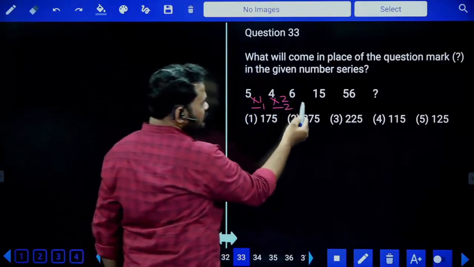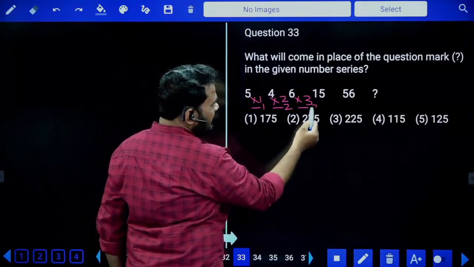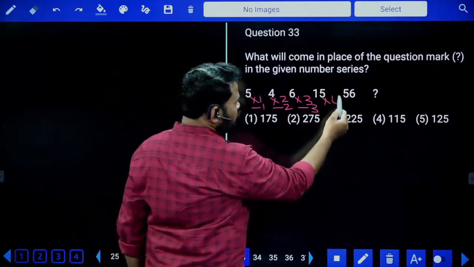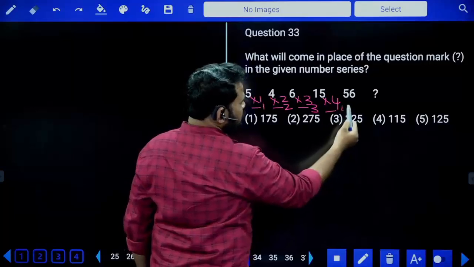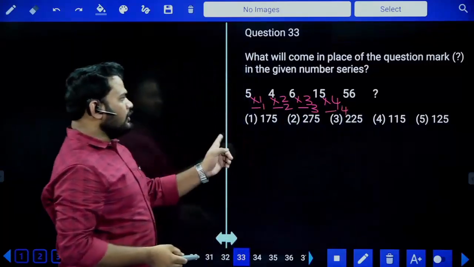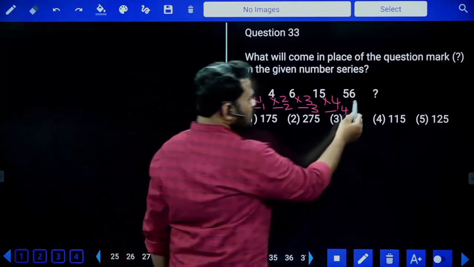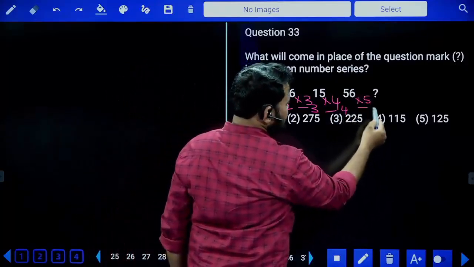Next, into 3. 6 into 3 is 18. 18 minus 3 is 15. Next, into 4. 15 into 4 is 60. 60 minus 4 is 56. Into 1 minus 1, into 2 minus 2, into 3 minus 3, into 4 minus 4. Next, into 5 minus 5 is required.